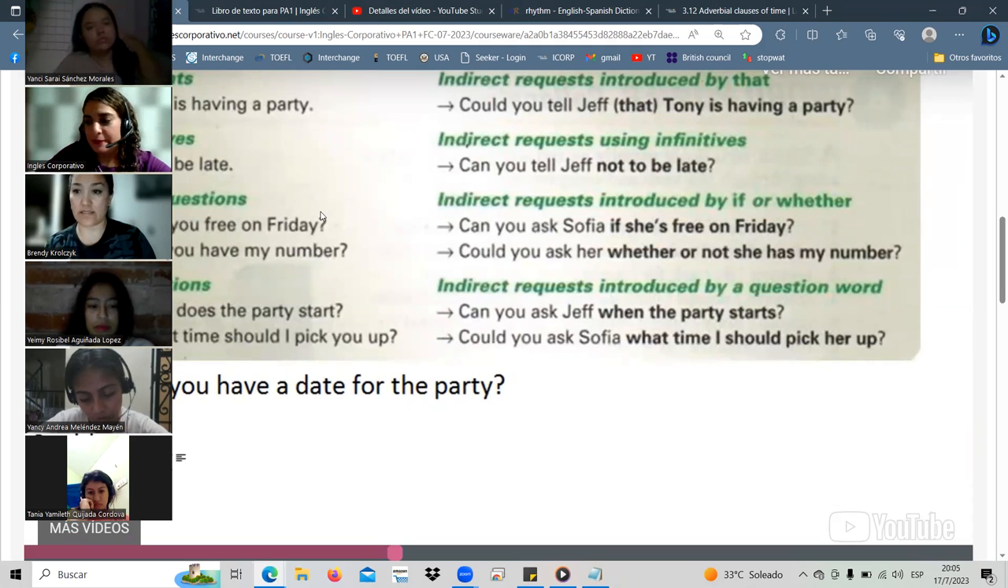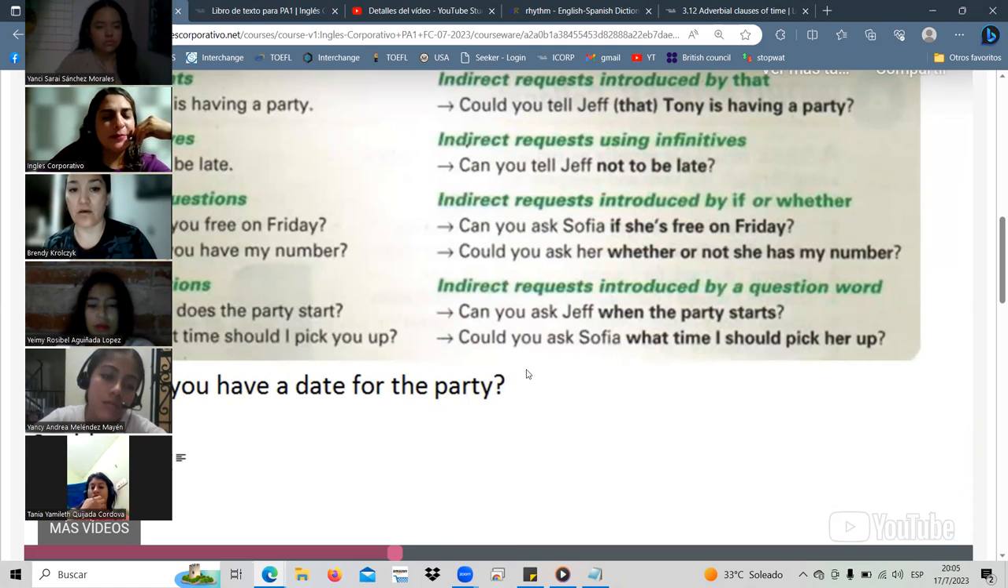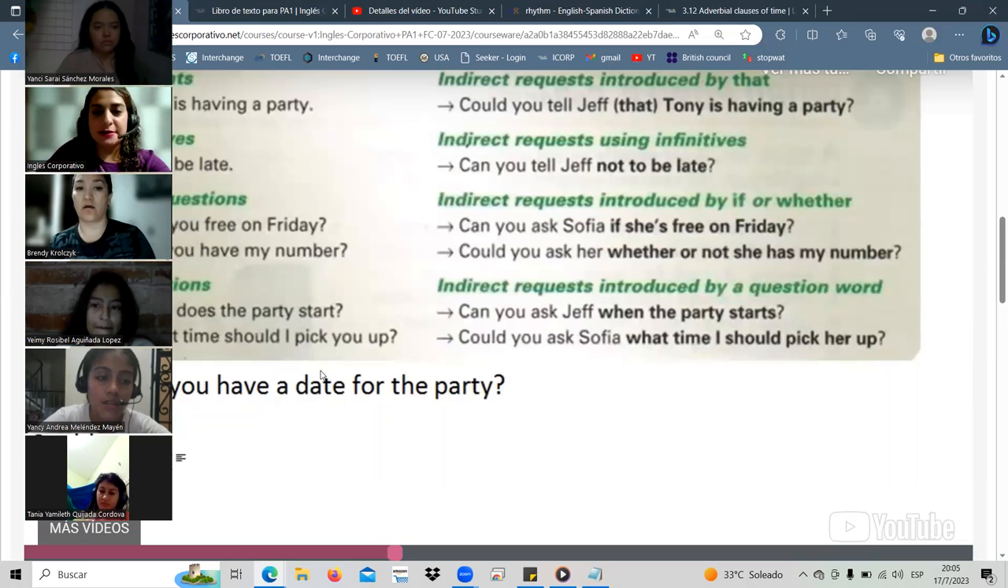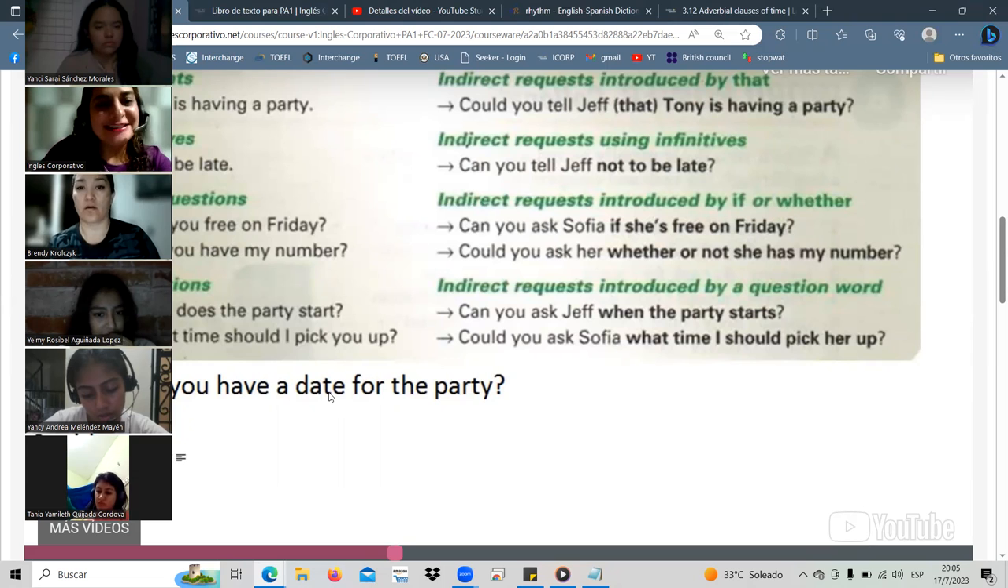the teacher what was the rest? The same, it would be the same. Do you have a date for the party? A date, this means like a day, a special day and date, remember? Not necessarily something important to do with somebody, okay? Or a love date. In this case, it's a date, una fecha for the party. Can you ask the teacher if she has a date for the party?